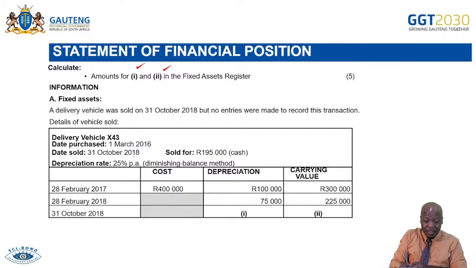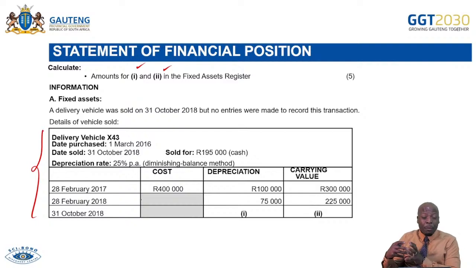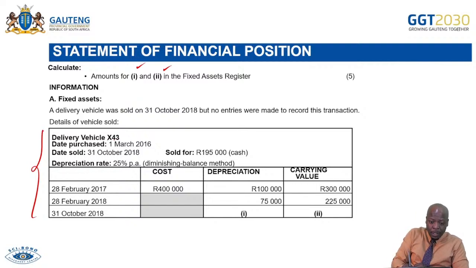What is the fixed asset register? This is our fixed asset register. This is where we record all information about a particular asset. In this case, it is about our delivery vehicle, which is the X43, bought on the 1st of March 2016, and we're now disposing it on the 31st of October the year 2018. Very important to note, sold for cash 195,000.